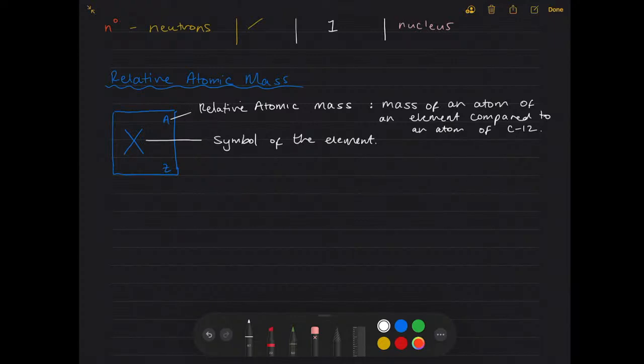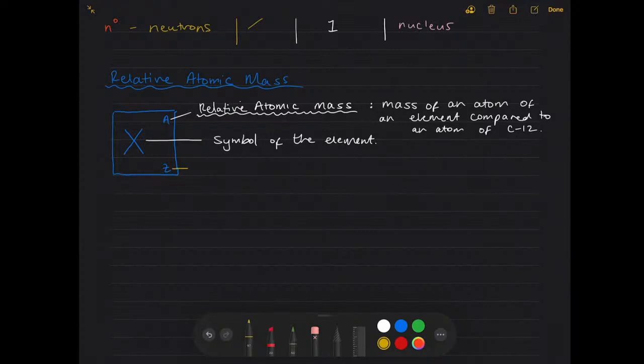And actually, it's quite a tricky concept to understand at first. But once you do understand the mole, it's deeply fulfilling. It actually changes everything. You get a deep sense of satisfaction. So more of the mole in later years. For now, we can just think of it as mass of an atom of an element compared to an atom of carbon-12.